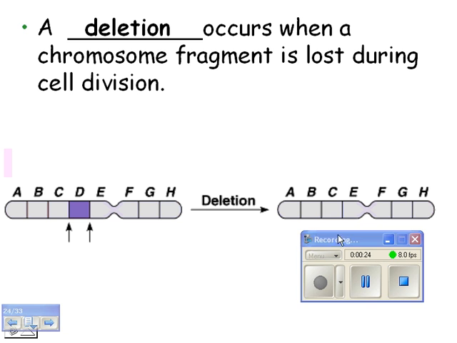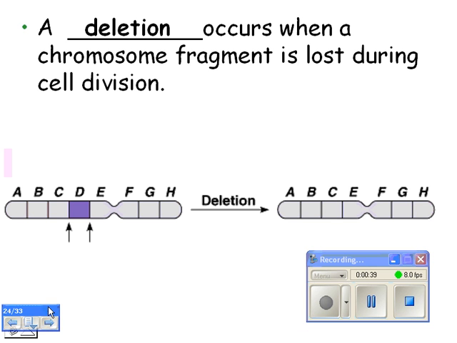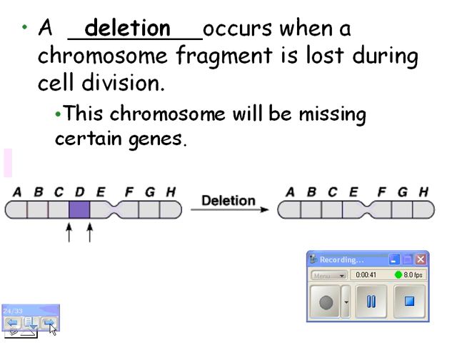So here's an example of a deletion. You have genes or segments A, B, C. This wouldn't be a gene, it would be a segment. A, B, C, D, E, F, G, H. And then you lose the D part, and it goes A, B, C, E. And so there's a whole section of a chromosome that's lost, which would mean a whole ton of genes that are lost. So this chromosome will be missing certain genes.